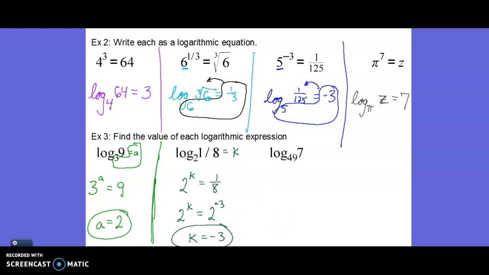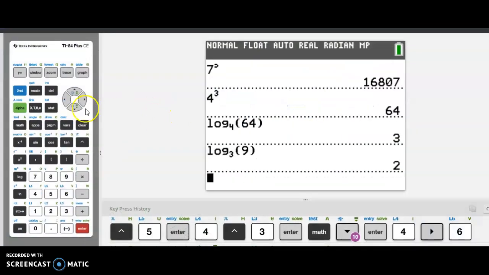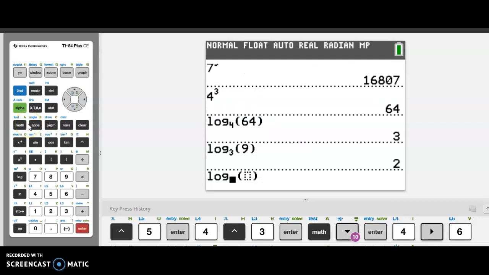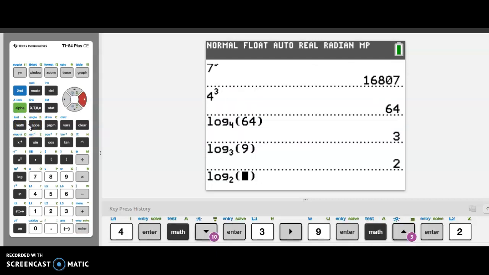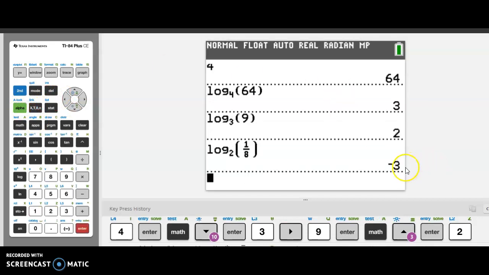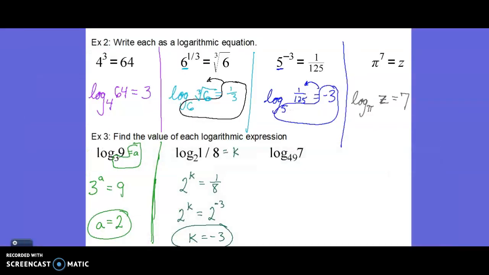But again, I'm well aware that if you use a calculator and you hit that math button, and it's actually faster if you hit the up arrow a few times, log base 2 of 1/8, I'm well aware that that spits out the correct answer for you.